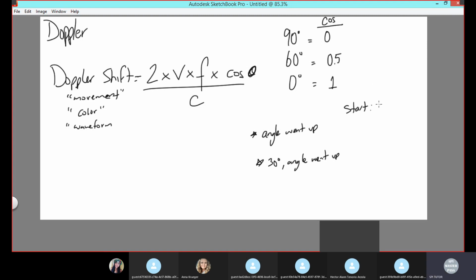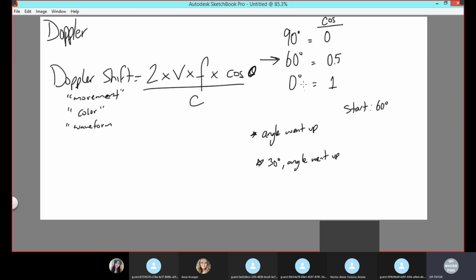So I tell students to always pick 60 degrees as your start. Okay, because 60 degrees is in the center. So if you get asked a question that says your angle goes up, you pick 60 and you make it go up to 90. And vice versa. If you're asked a question where your angle goes down, you pick 60 and you make it go down to 0 degrees. All right, so pick 60.